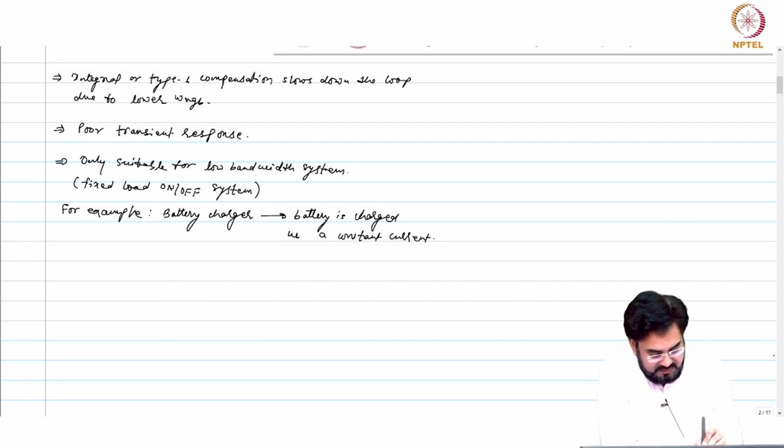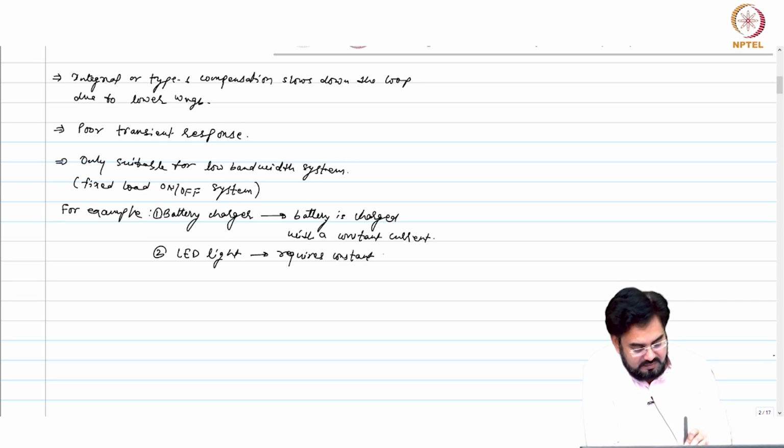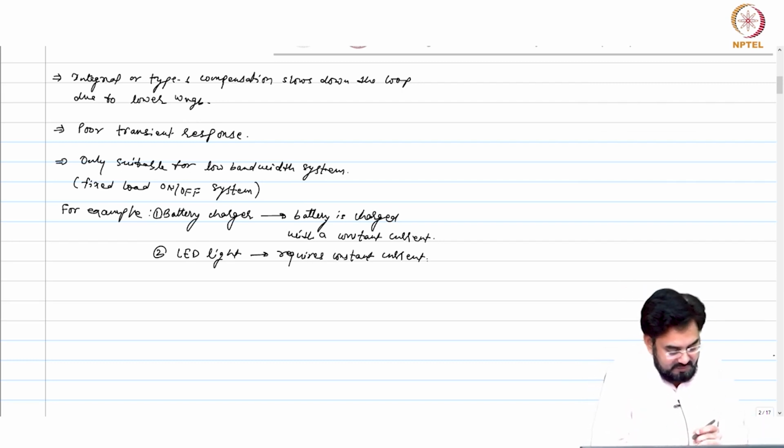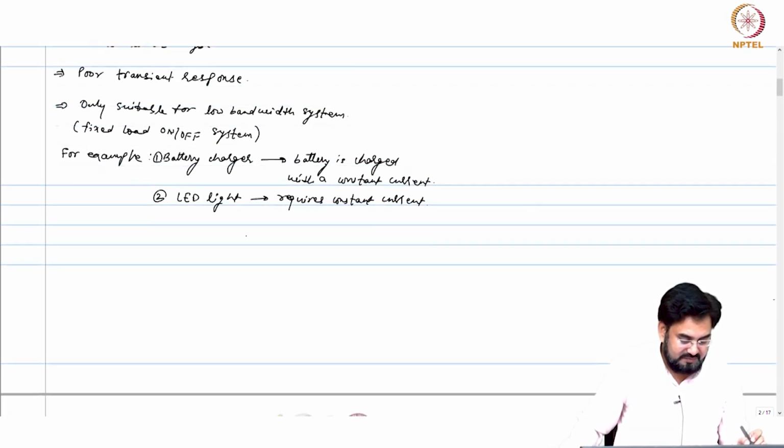With a constant current. Okay. Then your LED lights again require constant current. Okay. So, when you turn on, it will just draw the fixed current, turn off, then the current will go to 0. So, there is no fast changing load, so it is good enough for that.